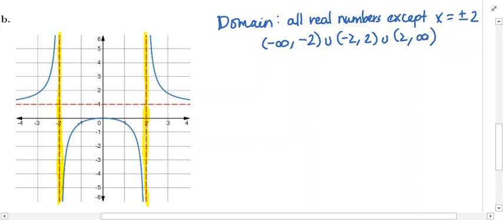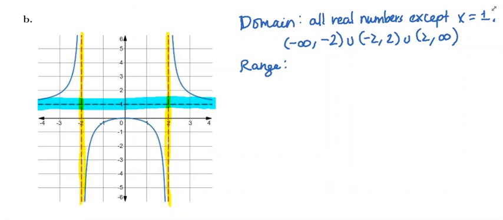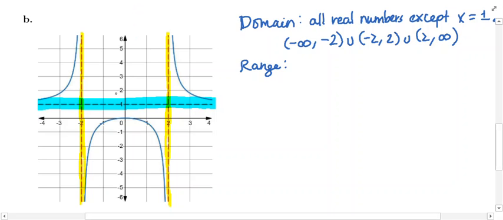All right, range. We need to figure out what y values this graph covers. Again, the asymptotes are going to be helpful here. This time it will be the horizontal asymptote that will help us out. So here's the horizontal asymptote, this dotted line. You can see that this horizontal asymptote goes through y equals 1. It intersects the y-axis at y equals 1.